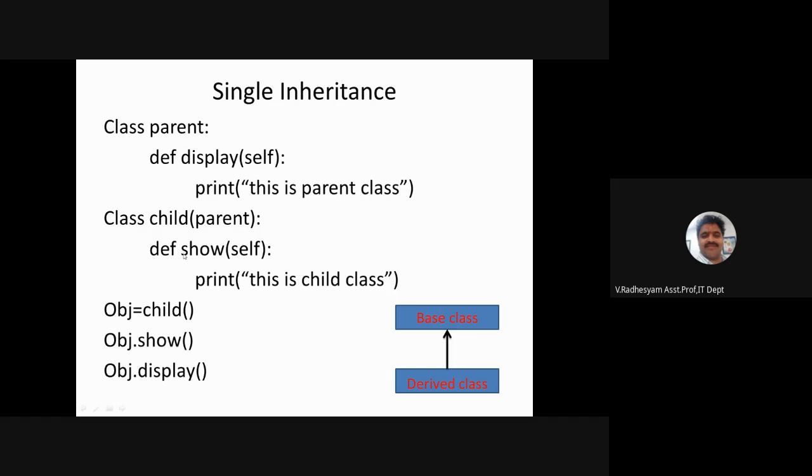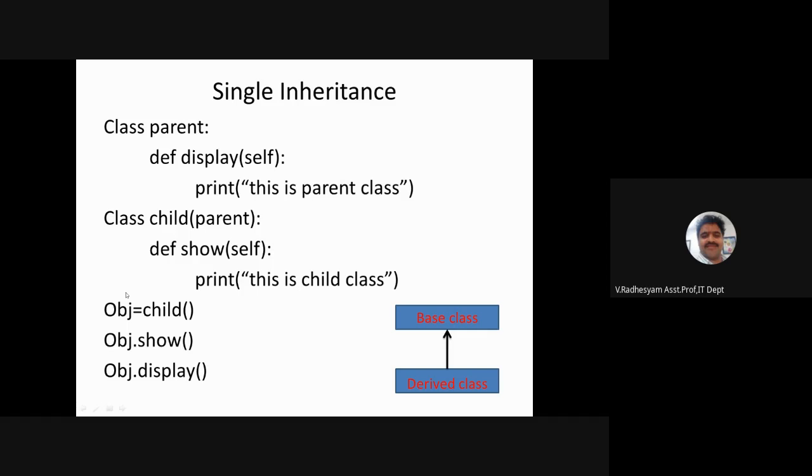Now there is another function called show. The function name is show. Inside that function, I have written a print statement. So there are two classes in total, where the relationship between these two is formed with a single inheritance. That is a base class and a derived class. A base class and derived class relationship is formed.